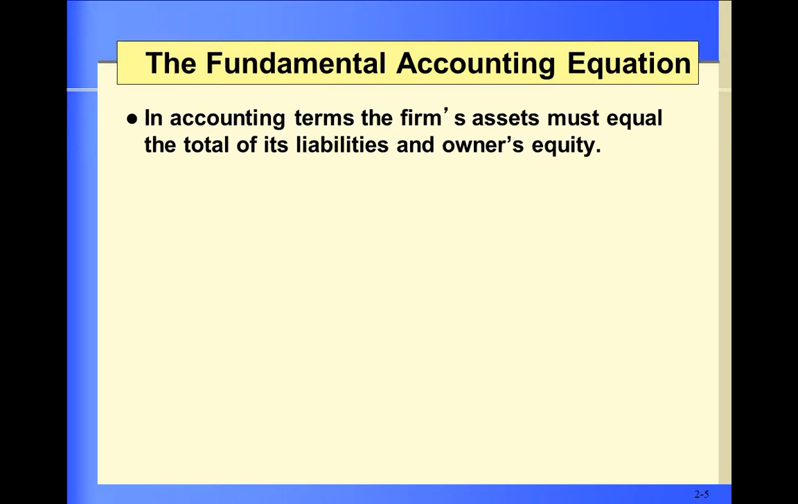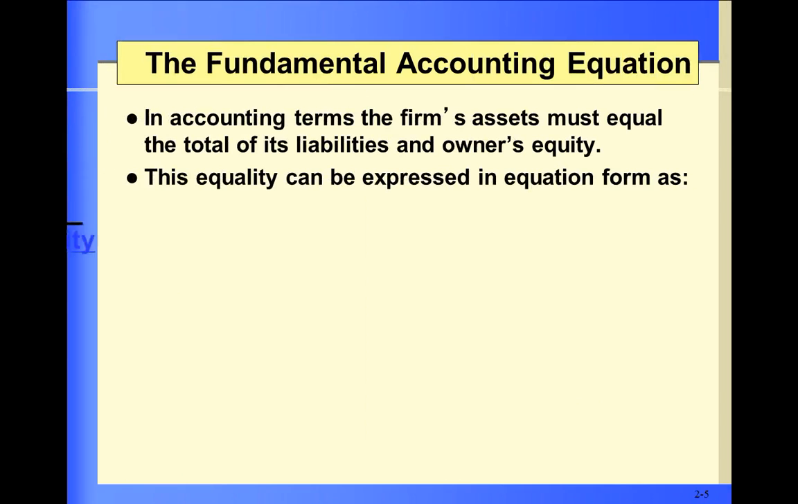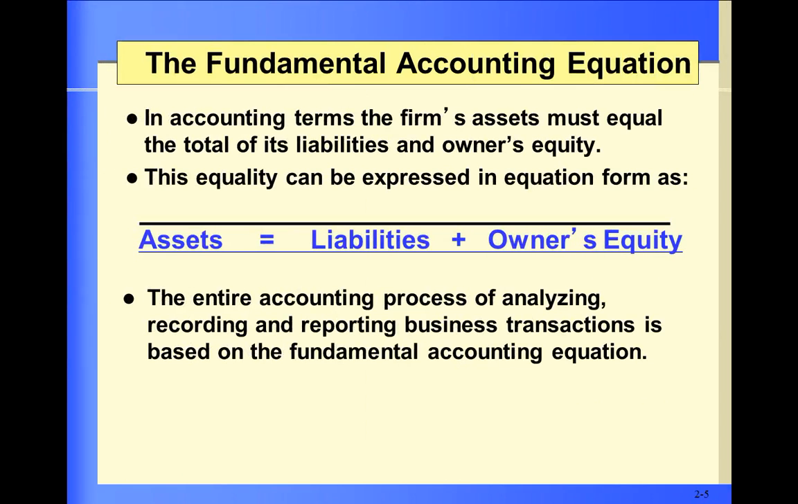So, in accounting terms, the assets must equal the total of liabilities and owner's equity. That is what makes this an accounting equation. We can line this up so that the assets are on one side of the equation, and then the liabilities plus the owner's equity are on the other side.